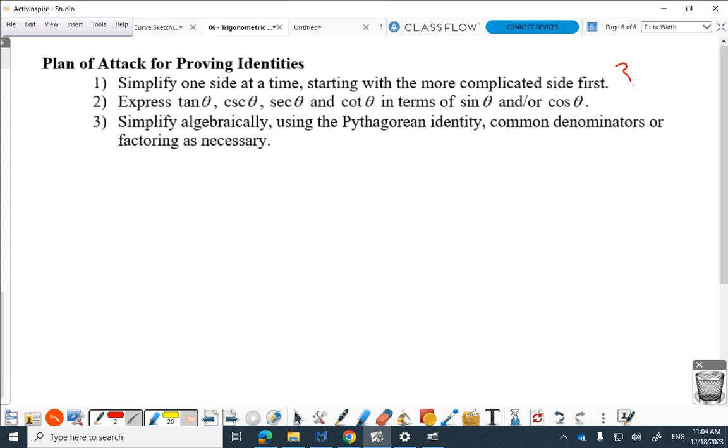Express tan, cosecant, secant, and cotan in terms of sine or cos. That one gets an exclamation mark. Yeah, that always bears fruit. And simplify algebraically using the Pythagorean theorem, common denominator, and factoring. That step acts like, oh yeah, just factor. Oh yeah, just use common denominator. You're like, that's really difficult. Here's number 4.